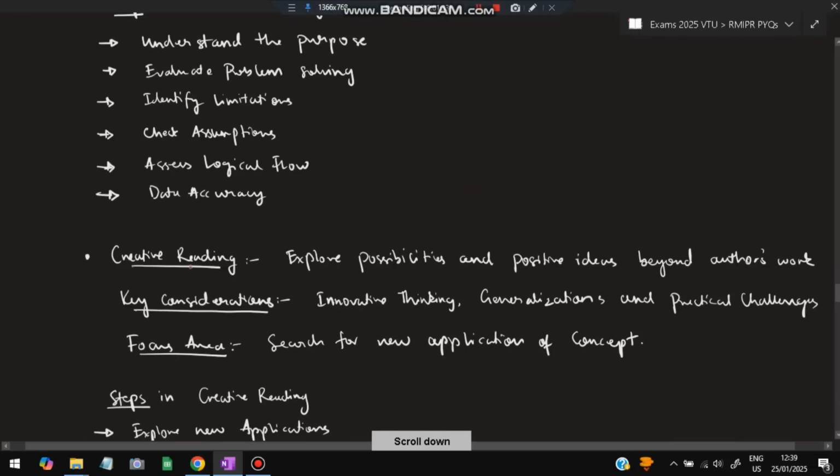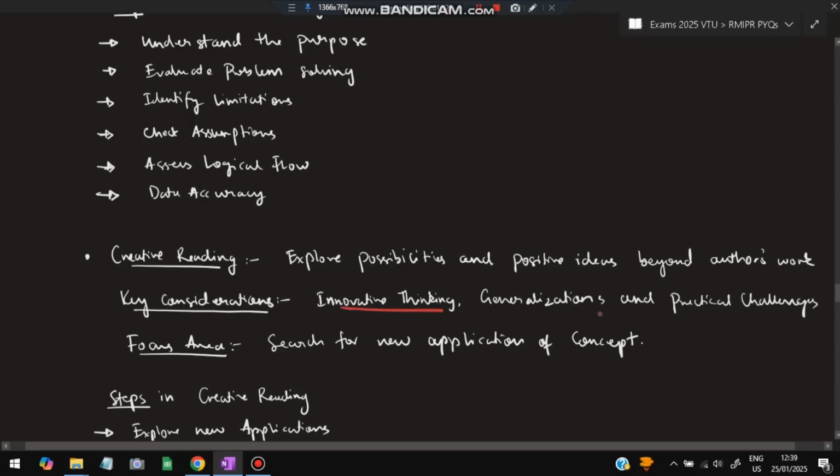Next one is creative reading. Creative means exploring the possibilities and positive ideas beyond the author's work. We have read the paper, now we are trying to explore further than the paper. What else can be included in the paper? How can the paper be made better? What new things can be included? How can an existing problem be solved in a better way?